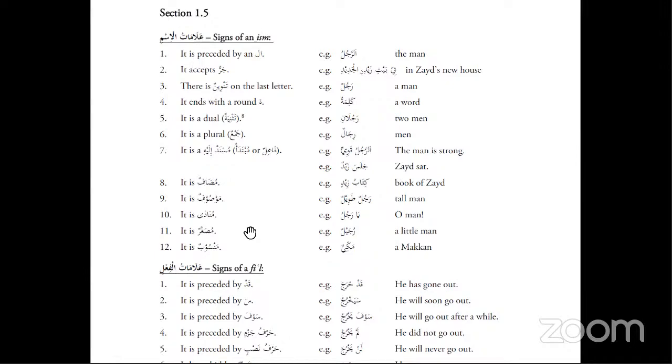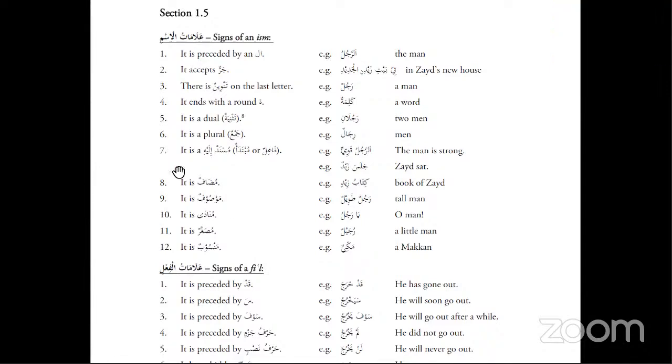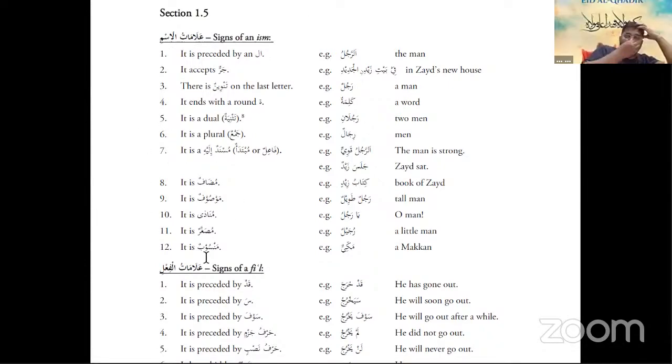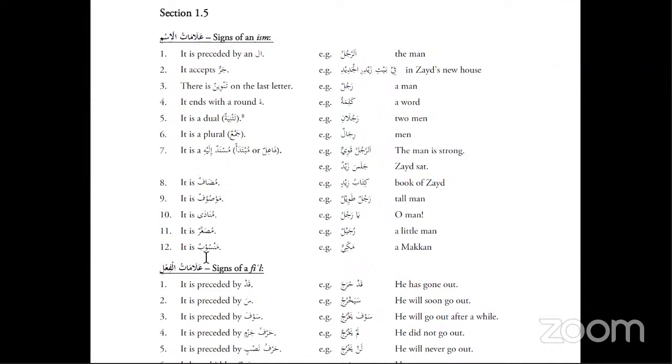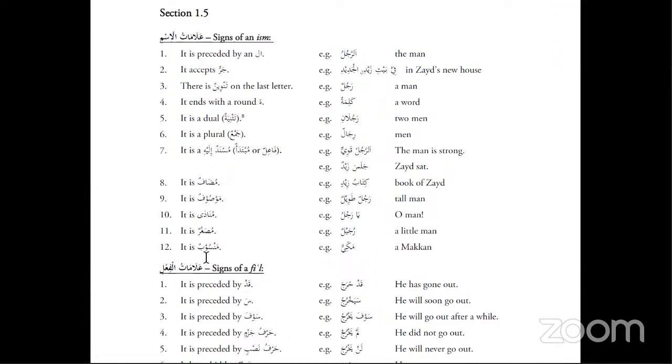Yeah. So sometimes, like in the example ar-rajulu waqafun or waqafa ar-rajulu, you weren't too sure whether waqafa is a verb or a noun, correct? Correct. So these 12 signs for a noun will help you to understand whether it's a noun or a verb. It's easy. I've explained them before, and you know the majority of them. Go ahead, Bismillah. Signs of an ism.